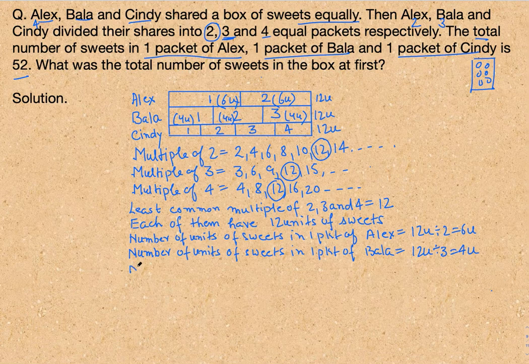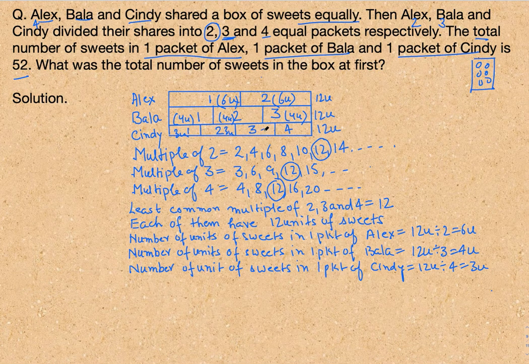Now exactly the same thing, we have to find the number of units of sweets in one packet of Cindy. It's very easy. I think everybody knows it: 12 units divided by 4 is 3 units, right? So each packet of Cindy has 3 units, 3 units, 3 units and 3 units. Each of them has 3 units of sweets.